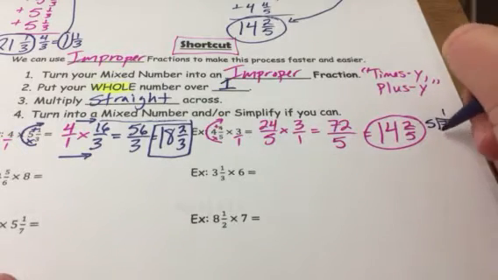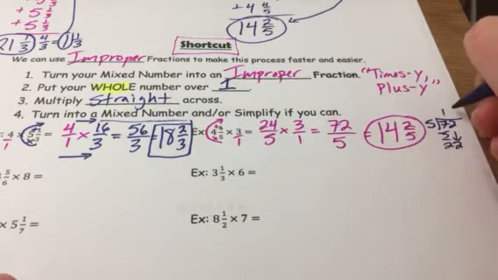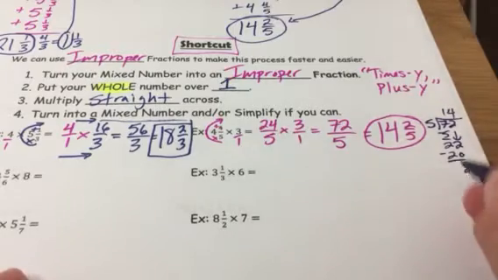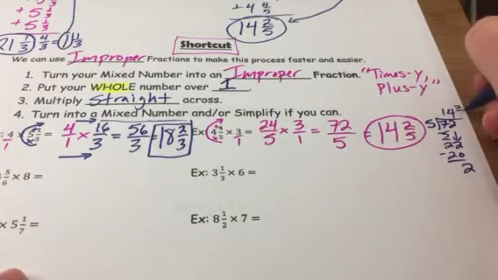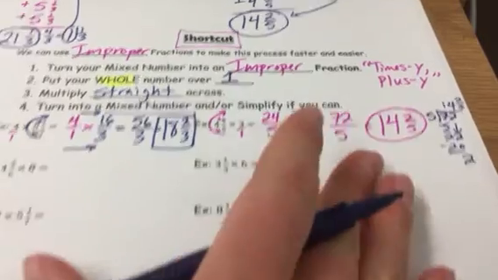5 goes into 7 once. You subtract 5. We have 2 left over. 5 goes into 22 4 times. You subtract 20. And then you put remainder over divisor. And you get 14 and 2/5 either way.